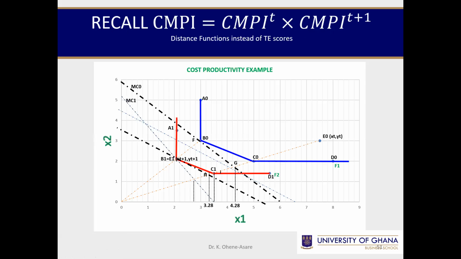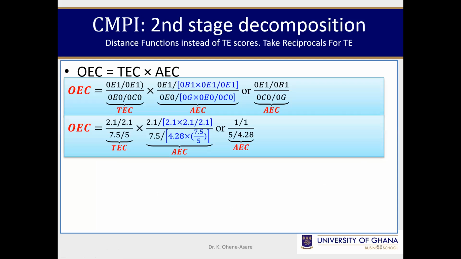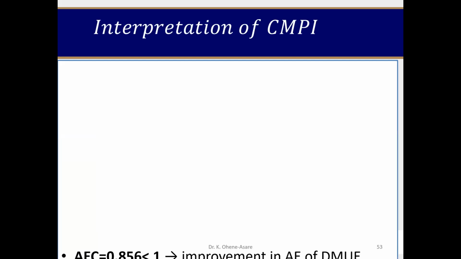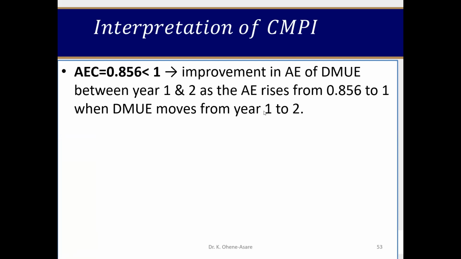Okay, let's look at the graph. The gap here between G and C, you can see that there is a gap. And if you look at this one here, there was no movement at all between the cost boundary and the production boundary. But here, you see that there's a movement from the cost boundary. In terms of movement, there has been an improvement, and this one is showing that sort of improvement when the DMU moves from year 1.